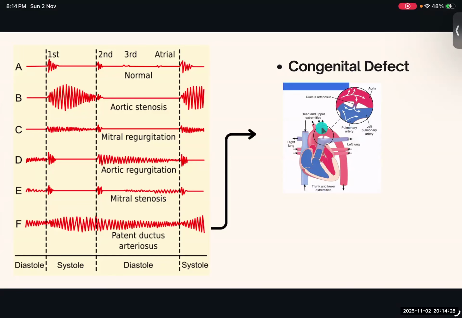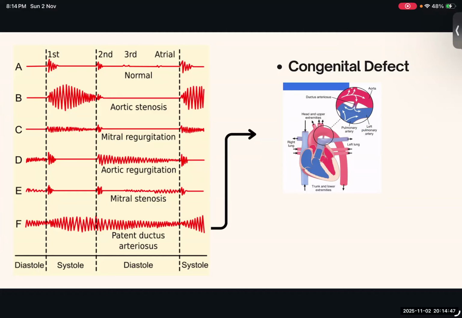So what this means is we're moving deoxygenated blood into the rest of the body. That means there's blood that does not contain oxygen, blood that is not fit to sustain life going into the circulation. And that is absolutely not what we want to do.